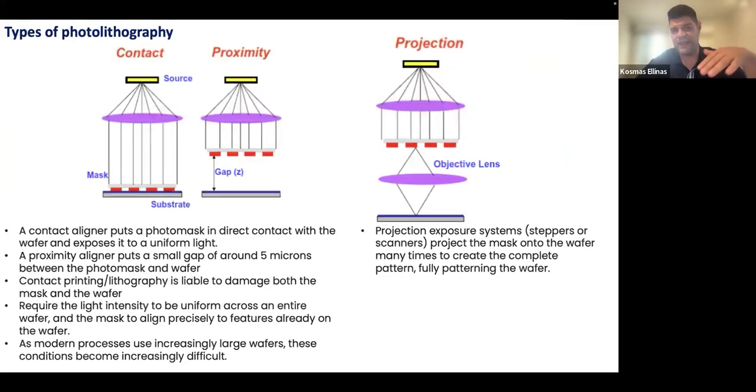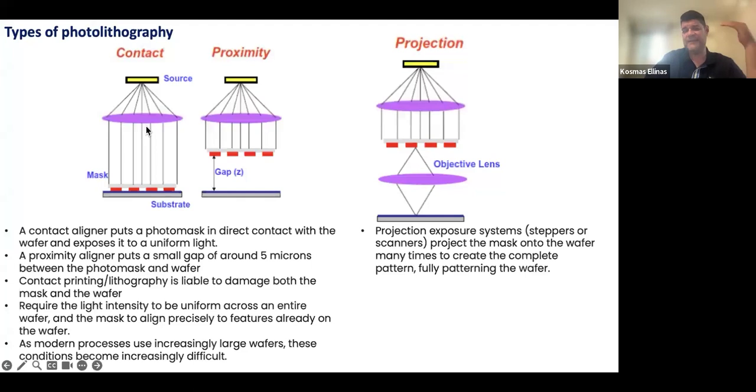Photolithography has several types of operation. The oldest one was the contact printing. So in this case, the mask was in contact with the substrate. Then they also tested the proximity type of photolithography, in which a very small gap between the mask, which is shown as the red here, and the substrate was used. And nowadays, in order to increase the productivity of the method, we use the projection type of photolithography.